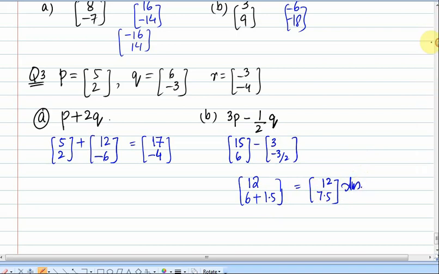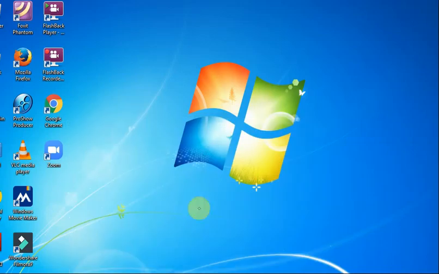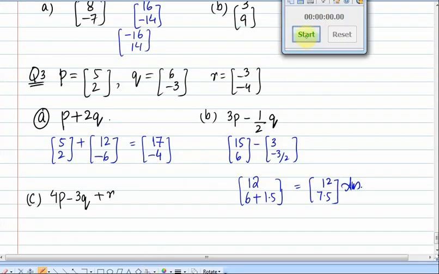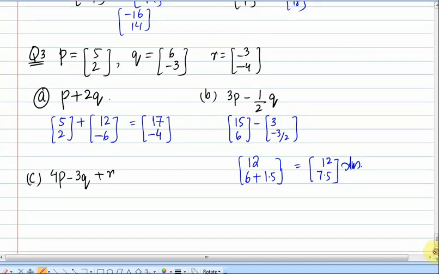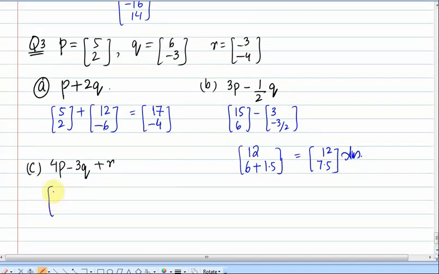Alright, moving on to the next part C. It says 4P minus 3Q plus R. You have 1 minute, so start. What you need to do first is multiply your P with 4. So 4 times 5 is 20, and 4 2s are 8. Minus 3 multiplied with Q: 3 6s are 18, and 3 times minus 3 is minus 9.